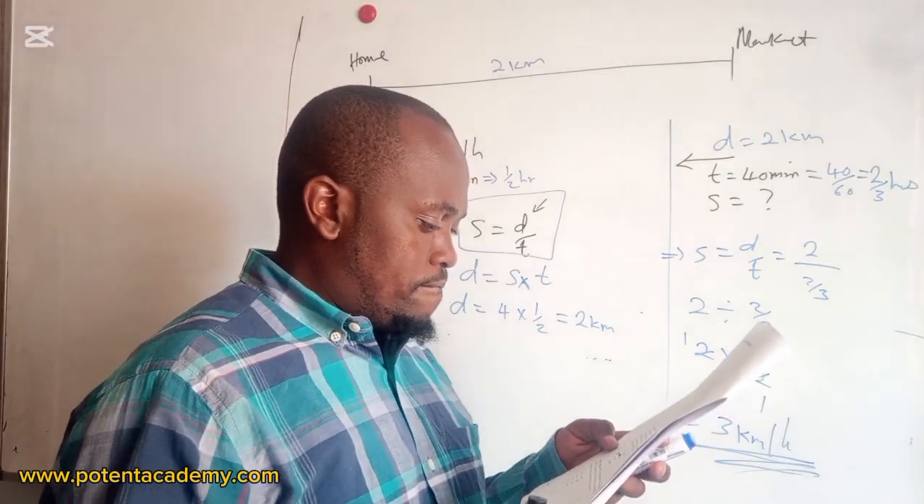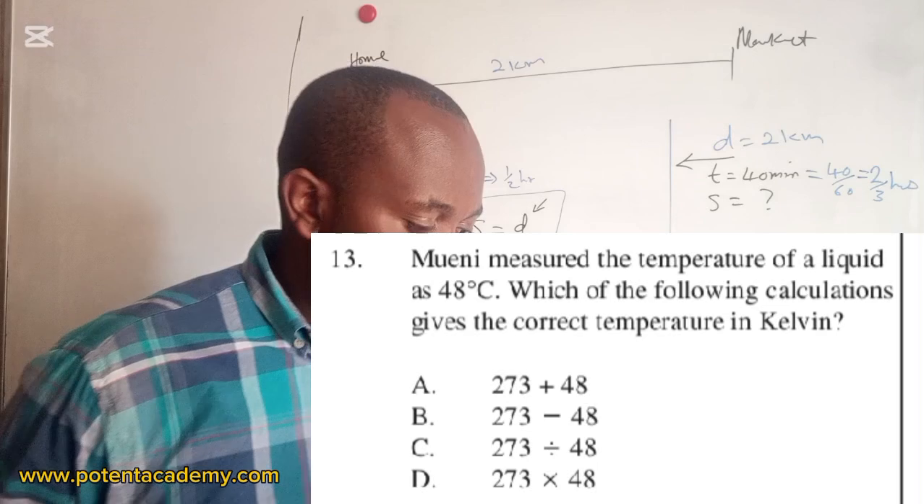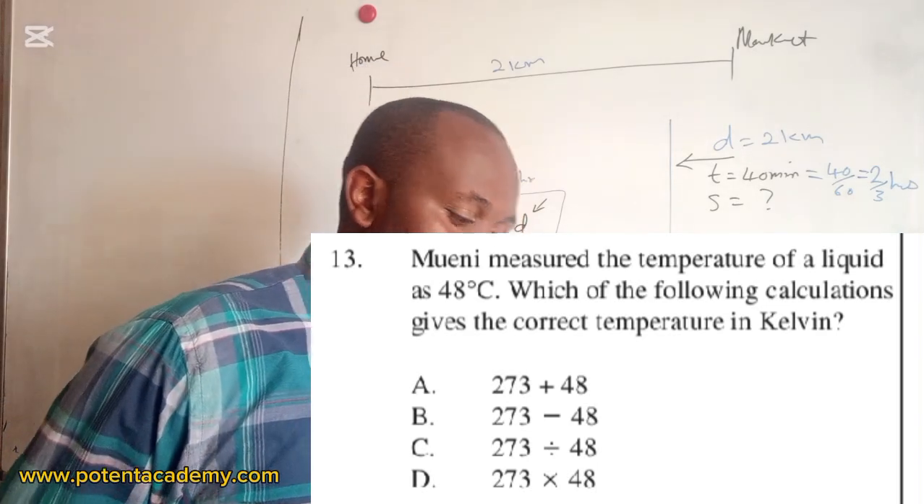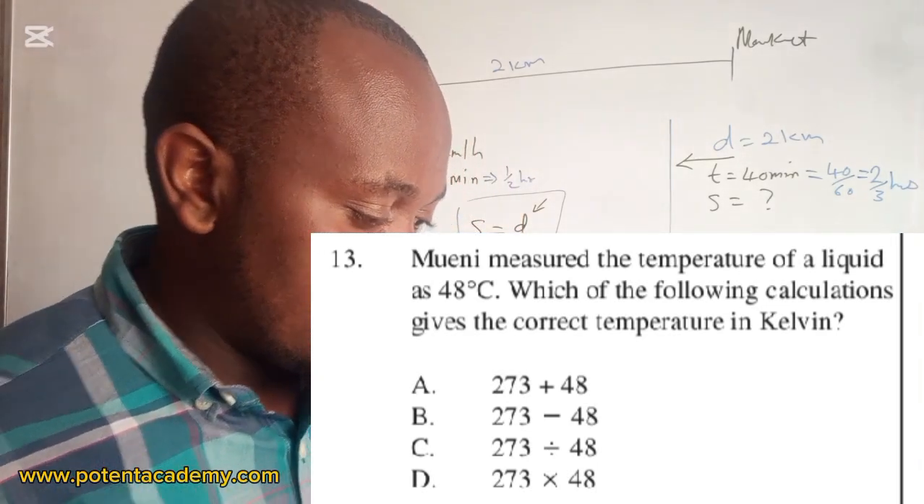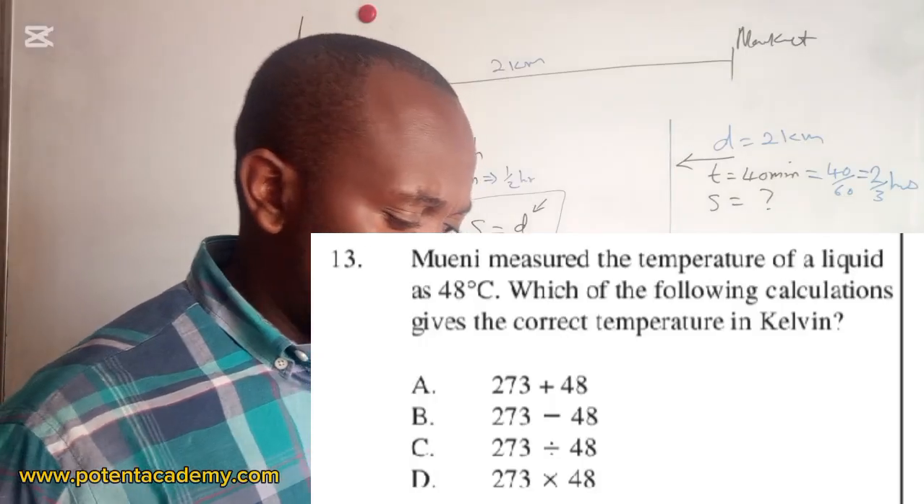Question 13. Moeni measured the temperature of a liquid as 48 degrees Celsius. Which of the following calculations gives the correct temperature in Kelvin?